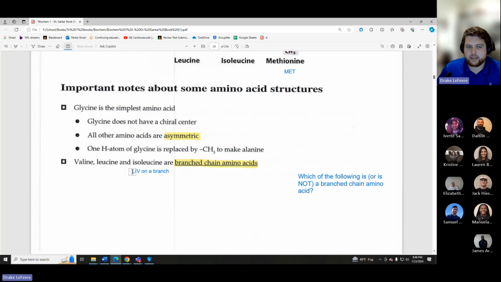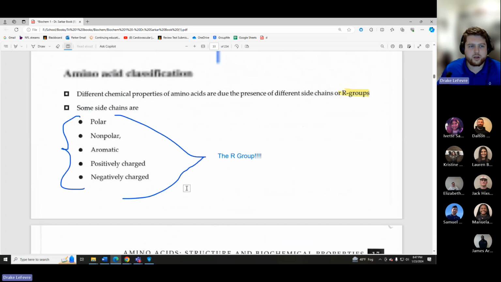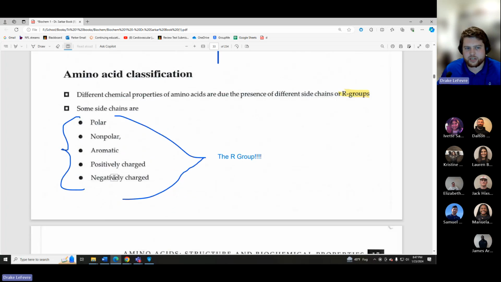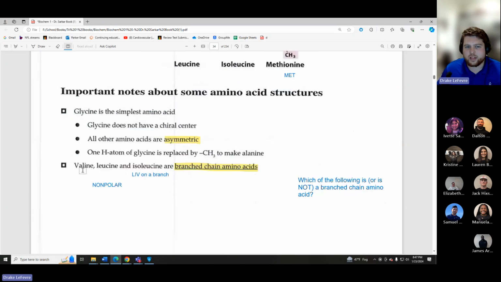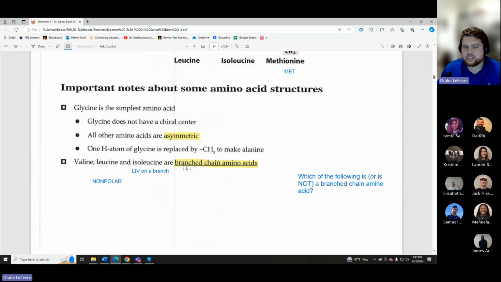The way to remember this: live on a branch. Valine, leucine, and isoleucine are our branched chain amino acids. Now we stop and think: valine, leucine, and isoleucine were also nonpolar. So you see there's a little bit of overlap. There's polar, nonpolar, aromatic, positively charged, negatively charged, and some of these overlap. There's also branched chain. These are the different categories we put amino acids into that we want to make sure we're aware of.